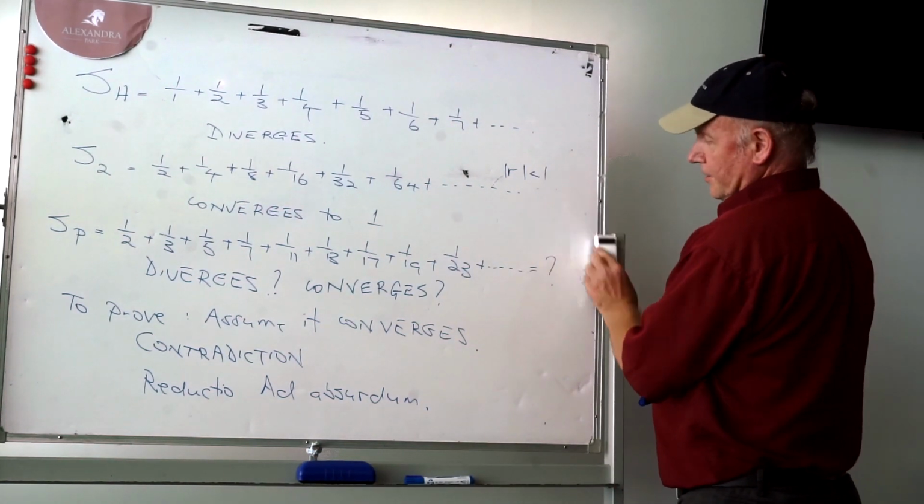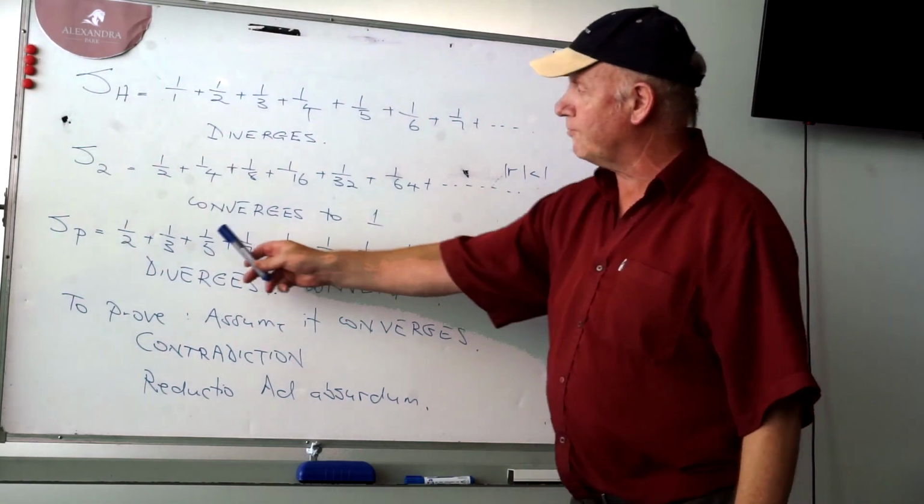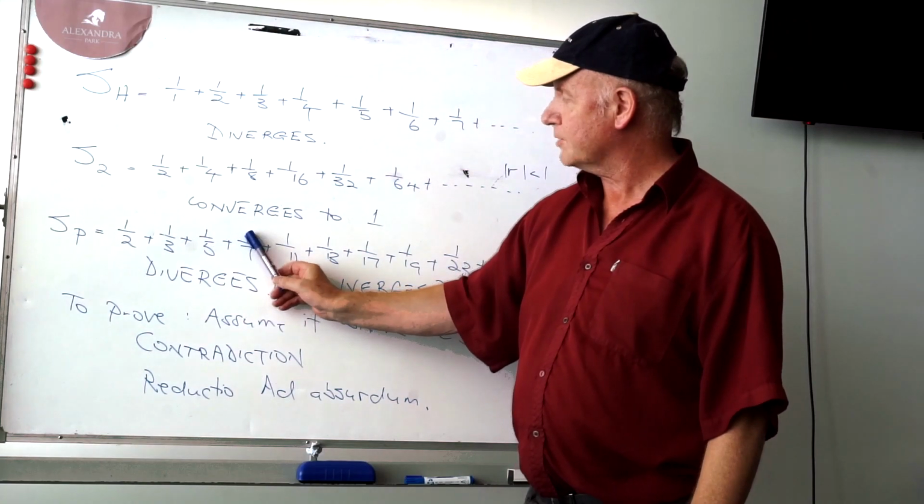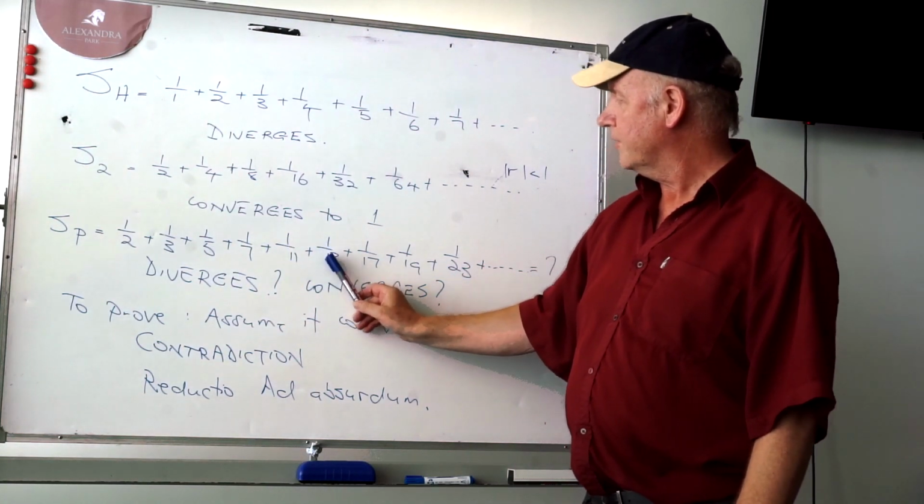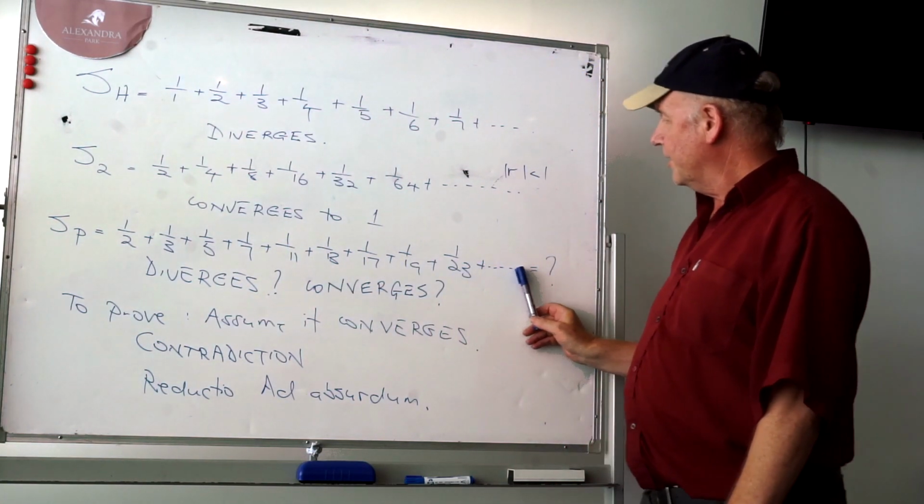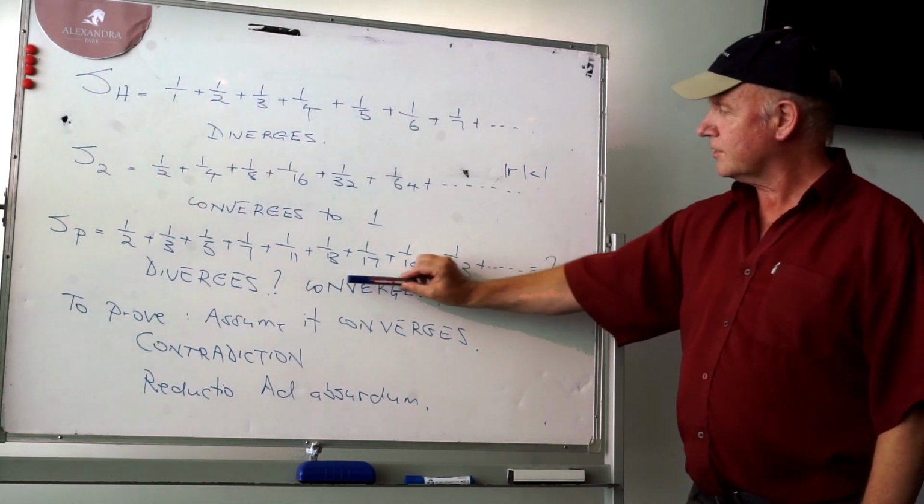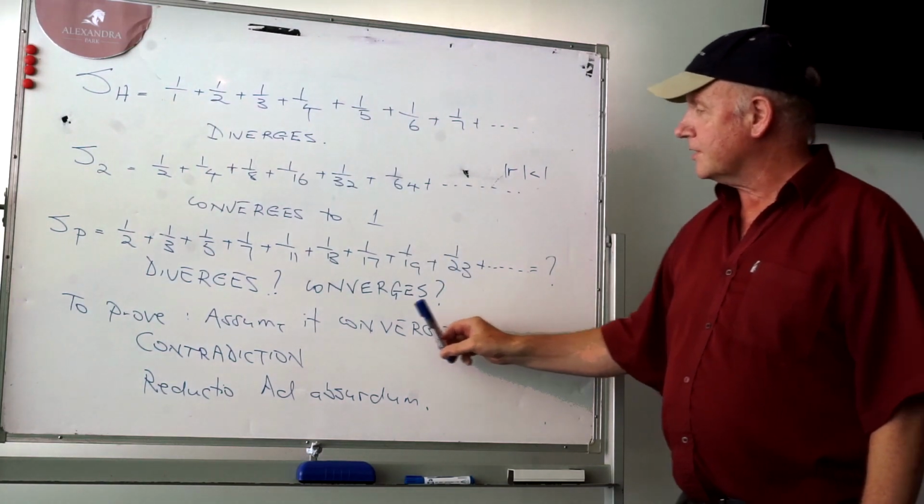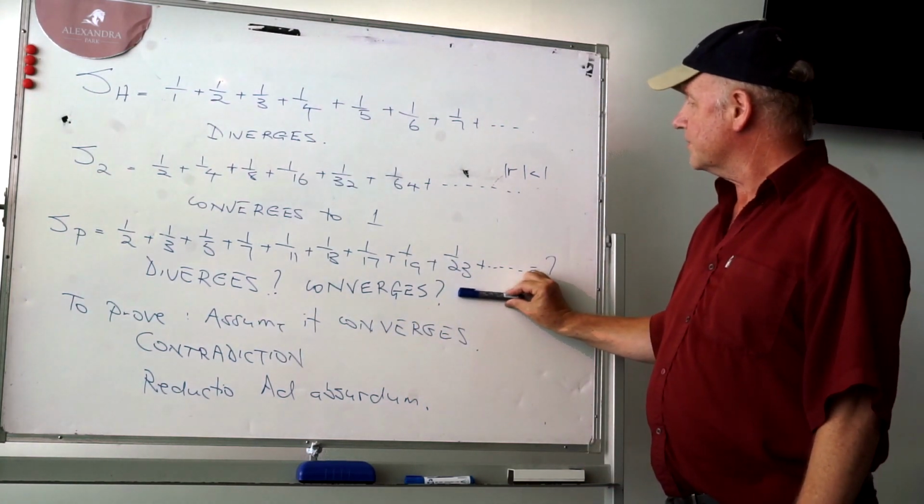Now, what about this series here, the reciprocals of the primes? 1 over 2 plus 1 over 3 plus 1 over 5 plus 1 over 7 plus 1 over 11, 13, 17, 19, 23, 29, dot, dot, dot. Does it diverge or converge? In fact, it does actually diverge.